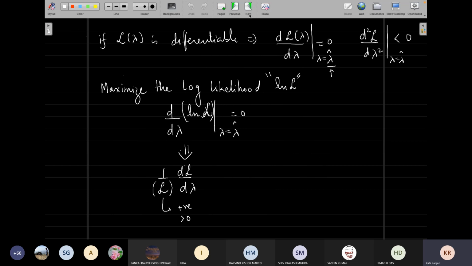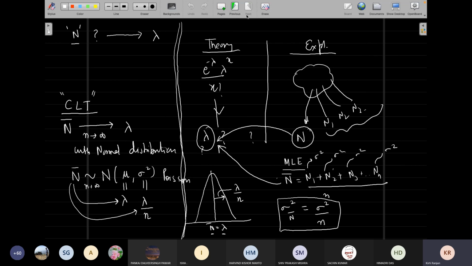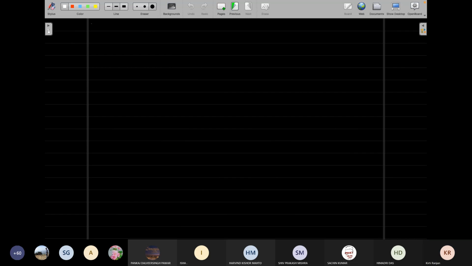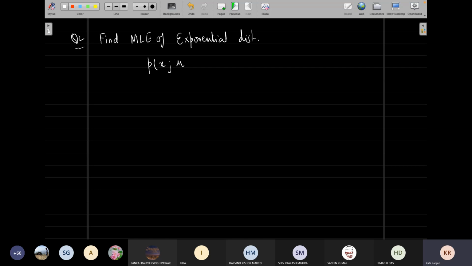Okay, so let me do the next problem related to this and ask you a question. Fine, question number 2. MLE of the exponential distribution. Which means what? Can somebody tell me what the exponential distribution is? Is it the PDF or the PMF which I'm writing? Exponential distribution.